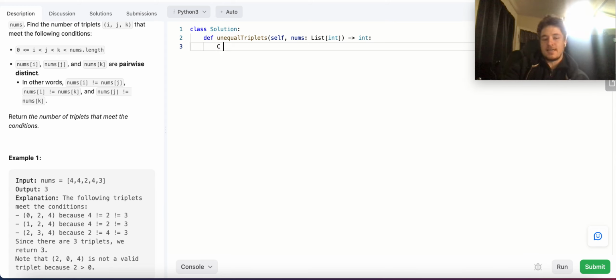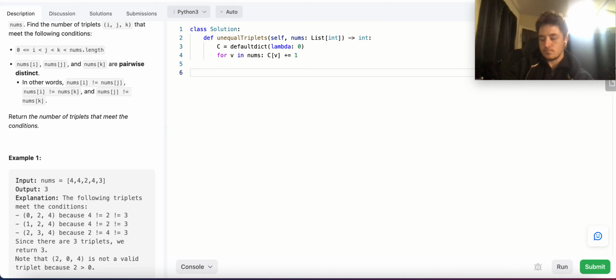So we'll have this count of values called C, right? And we'll make that a default dict. And then we'll just get the count of each value. So we'll look at each num in nums, and we'll say, okay, the count of that num, I called it V before, so we'll just call it V. C of V plus equal 1. So now we have the count of everything.